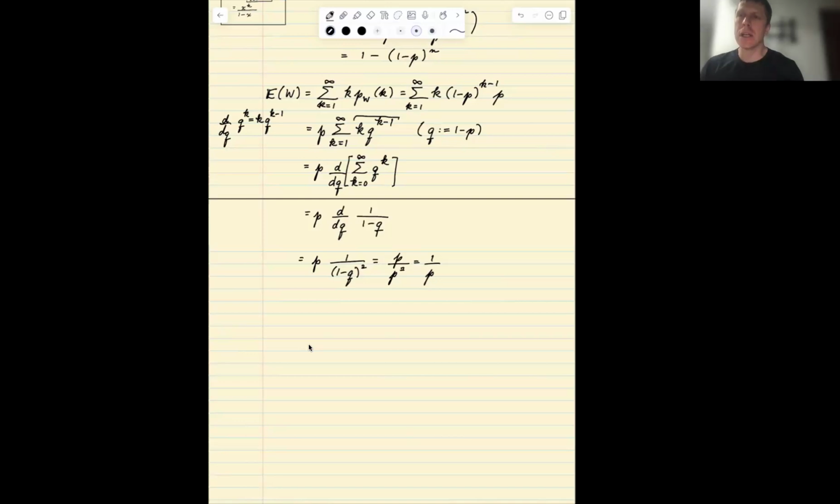The expectation, if p is increasing, our expected time to wait is less because we expect to hit the head sooner. If p is very small, we actually expect to wait a long time to see the first head because the probability of heads is small.